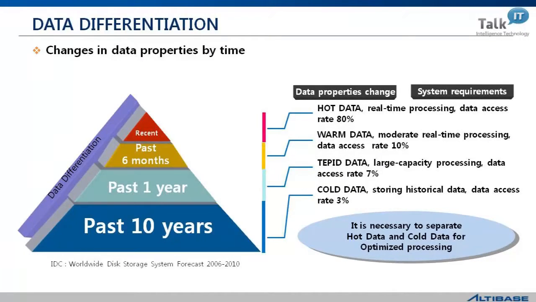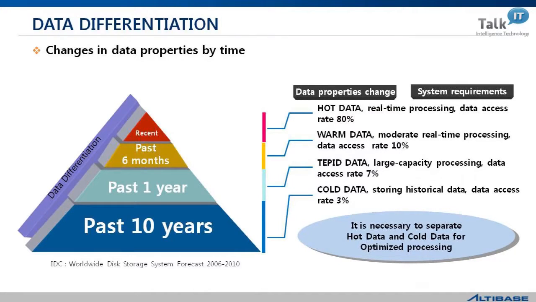Okay, now we'll discuss data differentiation. As data gets older, its properties change, which means its access rate decreases and its size gets bigger and bigger. We call it cold data. Whereas the data that is most recent and has a high access rate, we call hot data.